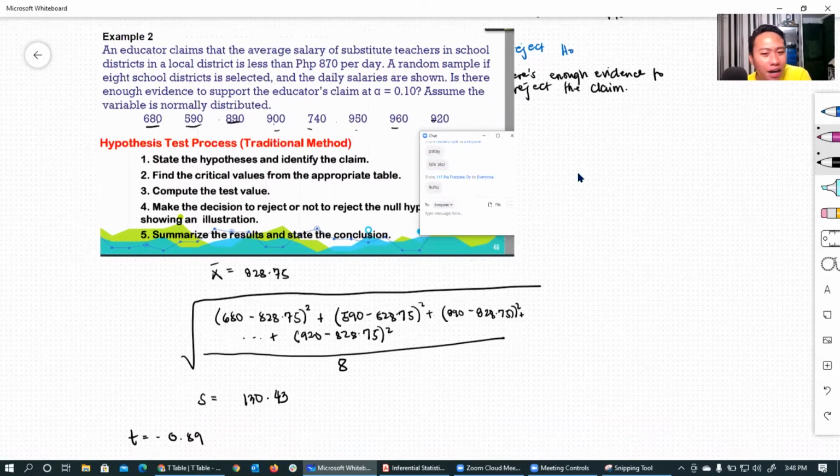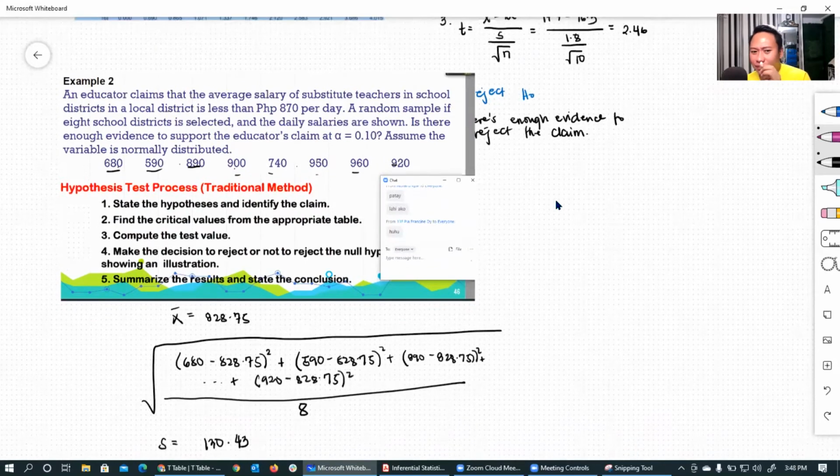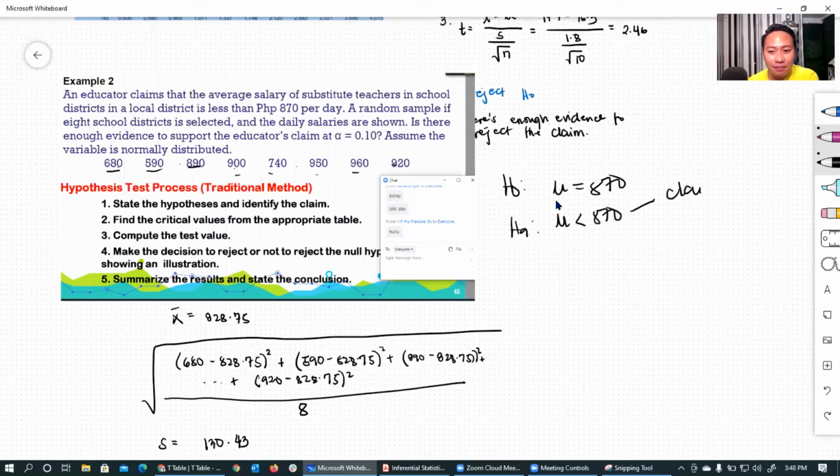Very good. Because our H0 here is equal to 870 and HA is less than 870. And which one is the claim? This is the claim.